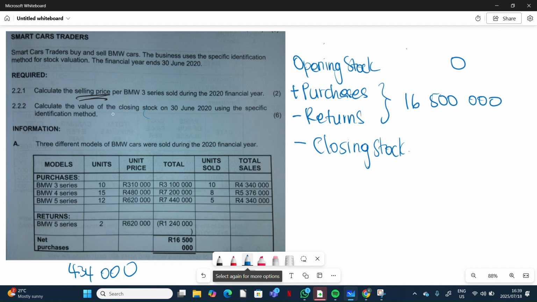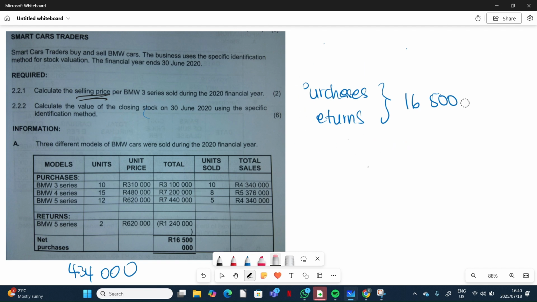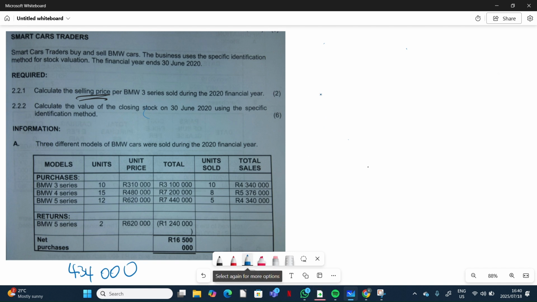They asked us for the value of the closing stock, right? From the 16,500,000, now we need to subtract the closing stock. But this time around, we do not subtract our closing stock, but we subtract the ones that we had sold, basically, right? Wait, sorry guys. I'm basically calculating the cost of sales here. My bad. So here, what they want us to do is calculate the closing stock.